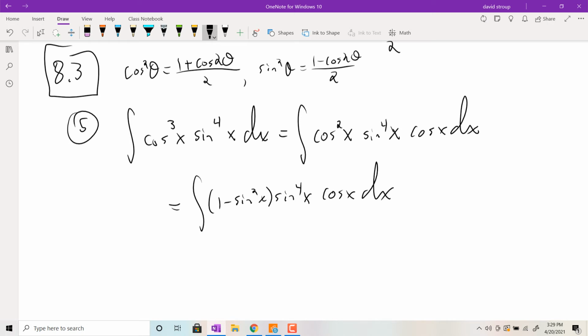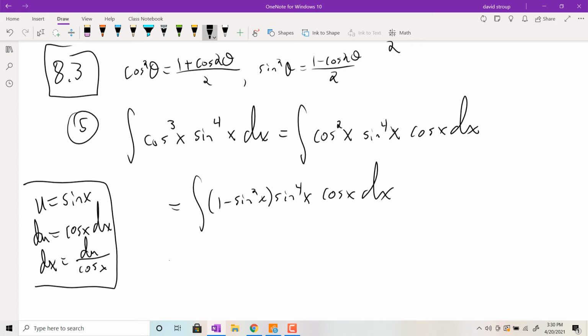Okay? And once you get everything in the front in terms of sine, you just do a u sub for it. So u of sine, and then you'll get a cancellation of the cosine. Derivative of sine is positive cosine. This will be (1 minus u squared) times u to the fourth times cosine x times du all over cosine x.